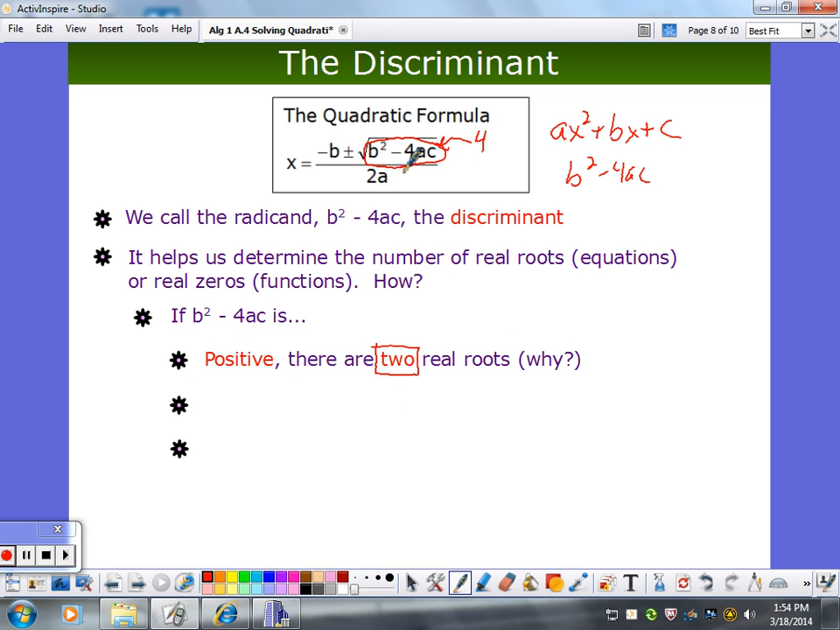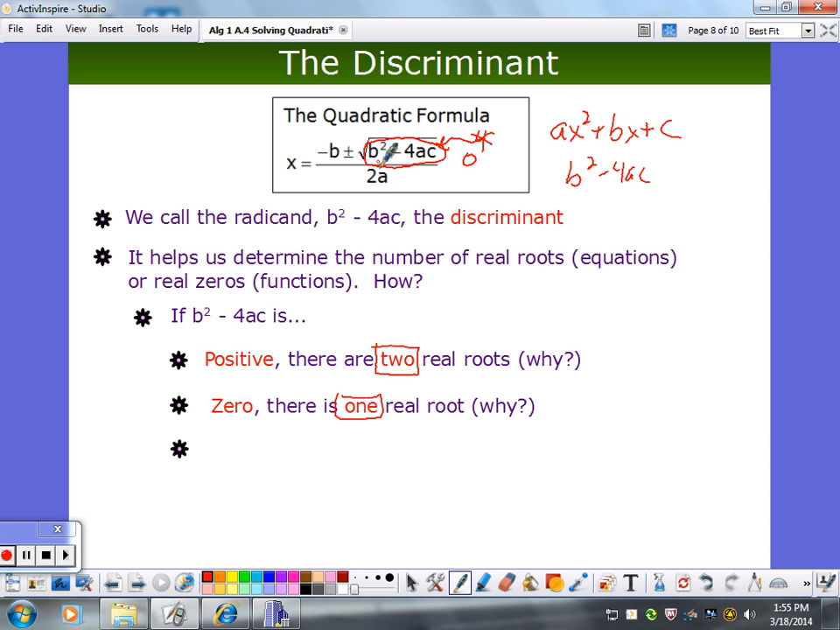Now what happens? We did this already. When you calculate b squared minus 4ac, you don't get 4, you get 0. Under the radical. So it's negative b over 2a plus or minus 0. So how many solutions are there to that equation? 1.